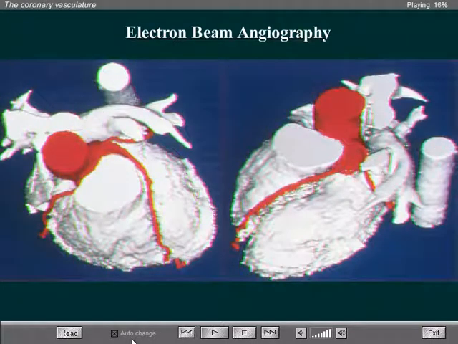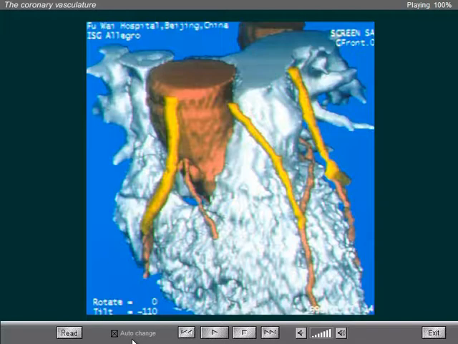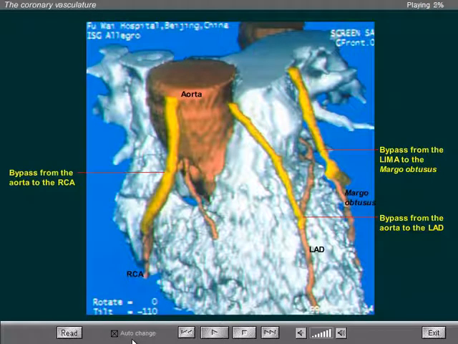These are images that we obtain courtesy of the Imatron Corporation, where we can see the 3D images of the coronary arteries in various projections. These are images of patent grafts courtesy of Imatron, taken at the Heart Institute in Beijing, China, where I had the pleasure of being a guest speaker in the month of November of 1998.